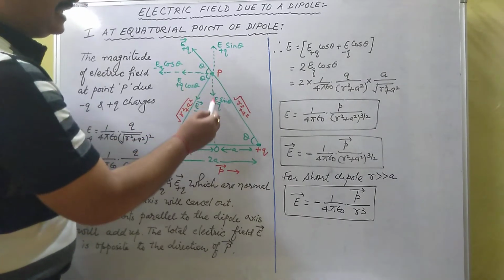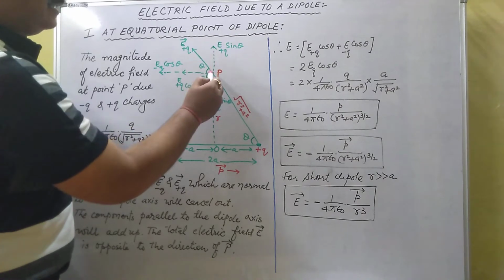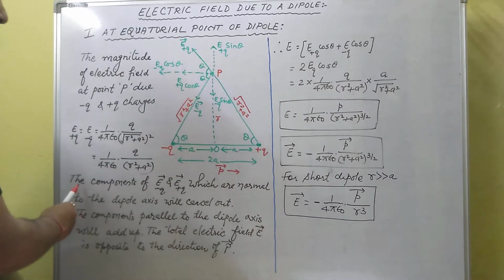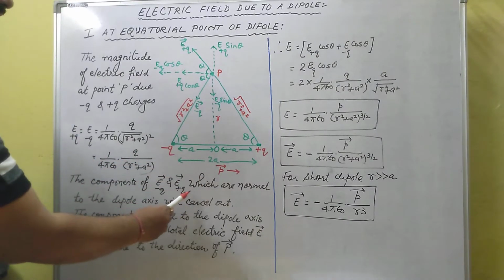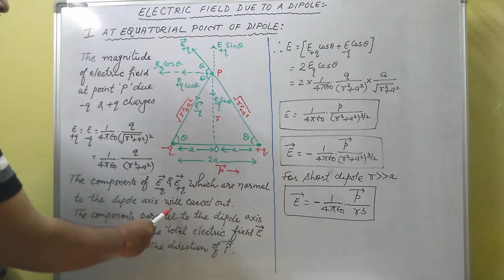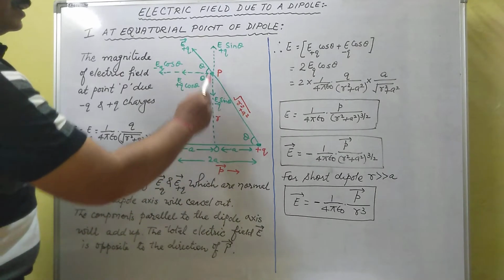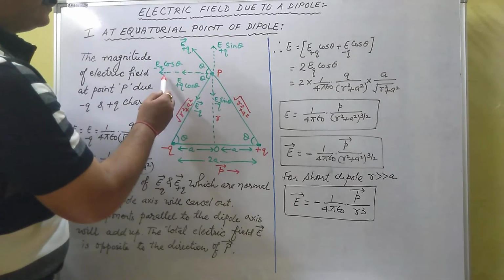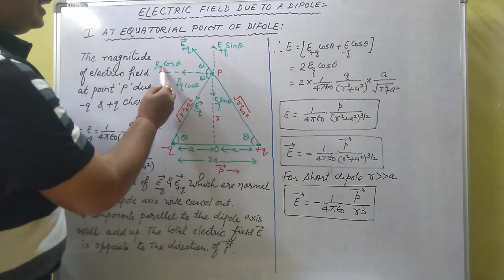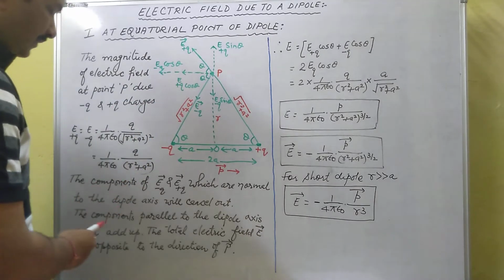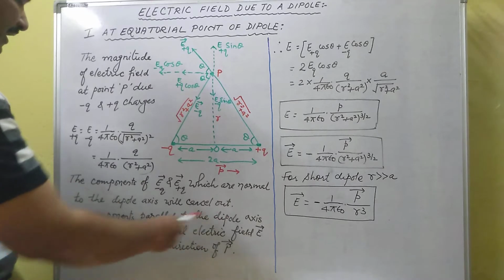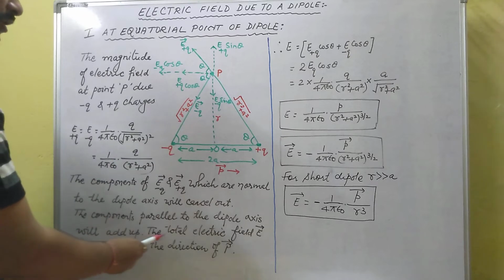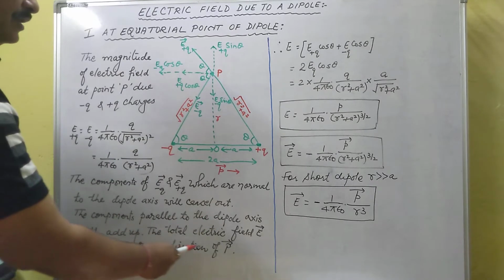But here you see the direction is opposite, E plus q sine theta and E minus q sine theta are equal and opposite. So they will cancel. The components of E minus q and E plus q which are normal to the dipole axis will cancel out. What are left? These components, E plus q cos theta and E minus q cos theta. So the components parallel to the dipole axis will add up. These two will add because they are in the same direction.